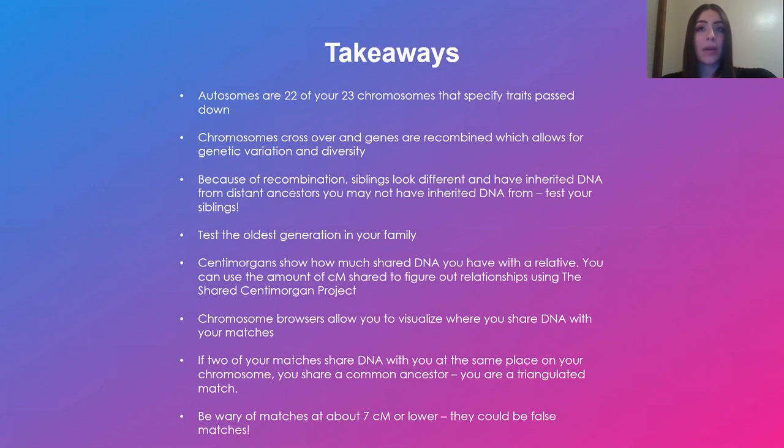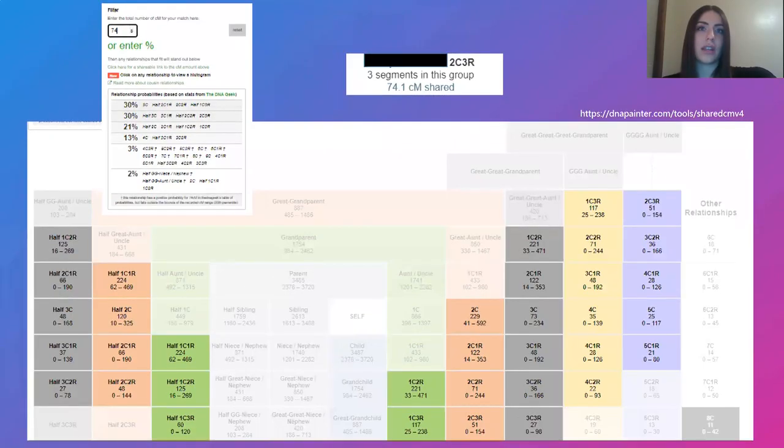We also talked about how testing the oldest generation is super important because they have DNA from older generations that you didn't inherit. This can help you get connected with more cousins and figure out those mysteries in your family tree. We talked about how CM means centimorgan, and that centimorgans indicate how much DNA you share with a relative. You can use the amount of CM or centimorgans to figure out relationships using the Shared Centimorgan Project tool, this one, on the DNA Painter website.